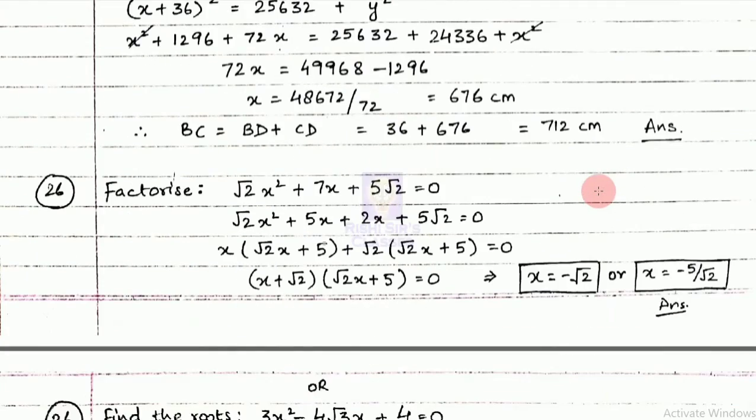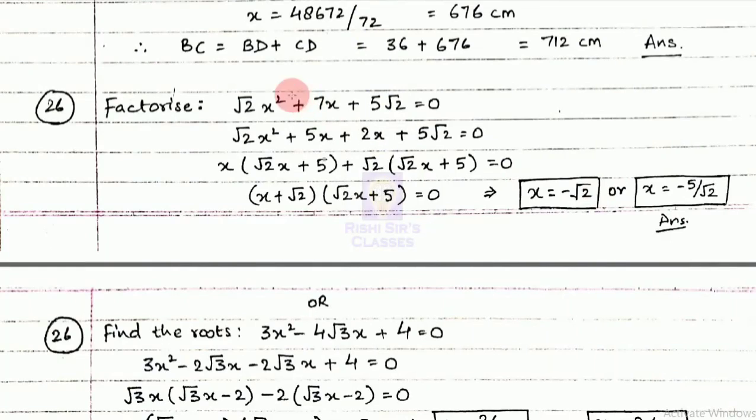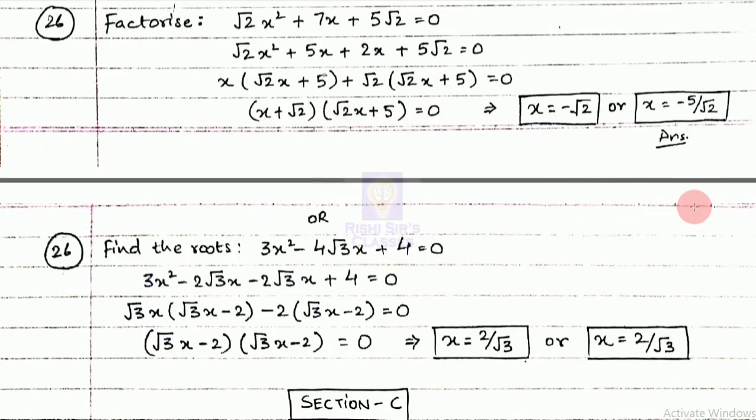Moving on to question number 26. Factorize root 2x square plus 7x plus 5 root 2 is equal to 0. Now just check. 5 root 2 multiplied by root 2 becomes 10 and the factors of 10 are 5 2s are 10. So we can just split it from the middle term and then find out the answer as minus root 2 and minus 5 upon root 2.